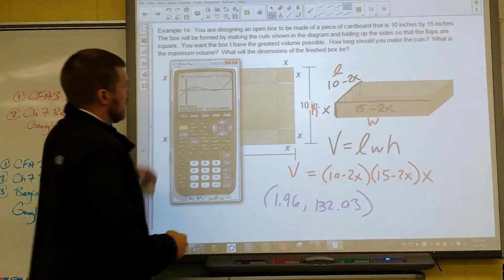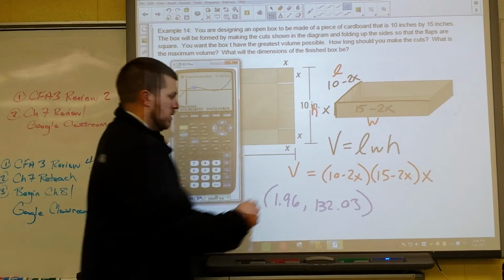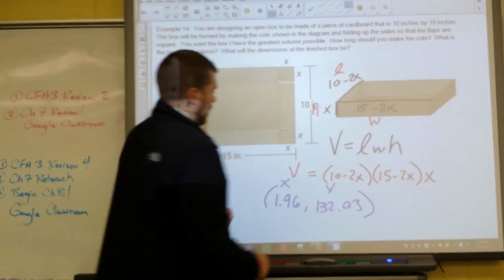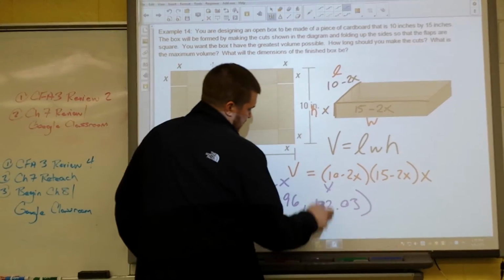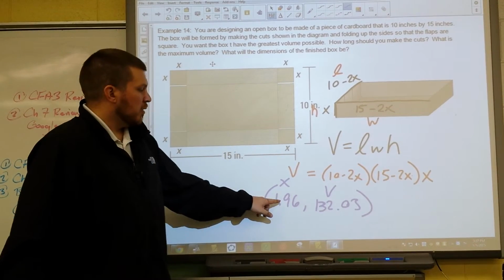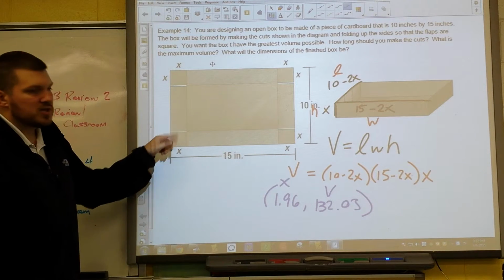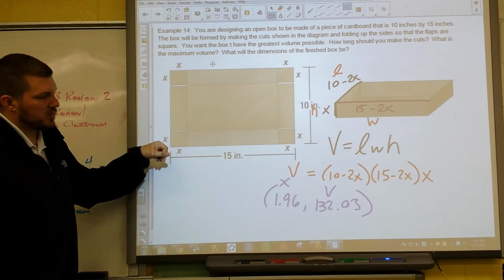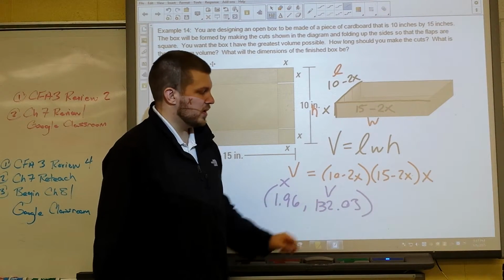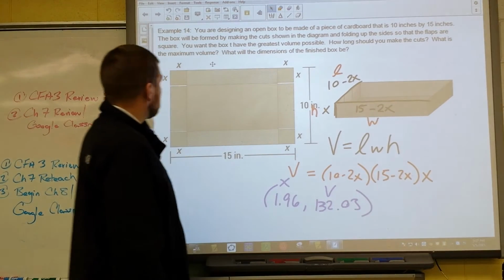Now, that's an ordered pair. We had x and y, x and v, okay? So, x and v. Kind of looks like an x there. Let's clean that up just a bit. So here, the x value tells me how far I need to cut into the box, so how long this incision needs to be. And the v tells me how much stuff I can put in it. So that's the maximum volume. Okay? And we've answered both questions.